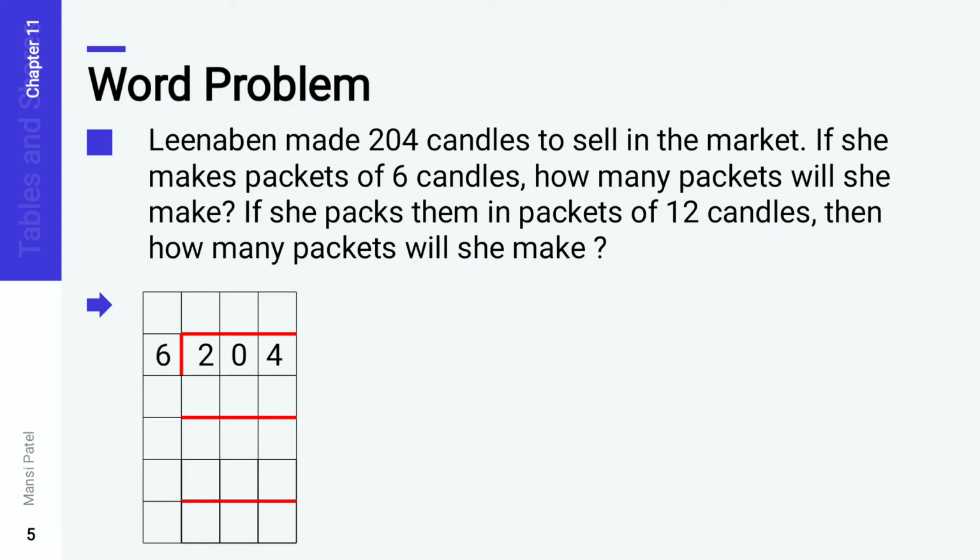As per the rule of the multiplication, the first digit is 2, which is smaller than 6. So we have to take the 2 digits. So it becomes 20. So we can say that 6 3s are 18. And 20 minus 18 is 2. Now 4 comes down. So it becomes 24. Now we can say that 6 4s are 24. And 24 minus 24 is 0.